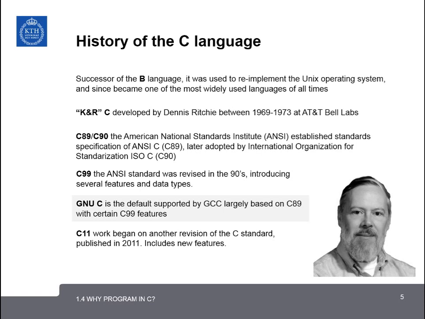GNU-C is the default version of C that's supported by the GNU-C compiler, or GCC. It's largely based on C89 with certain features from C99. In 2011, work began on another version of the C standard, called C11, which includes even more new features. In this class, we'll be working with GNU-C and the GCC compiler.